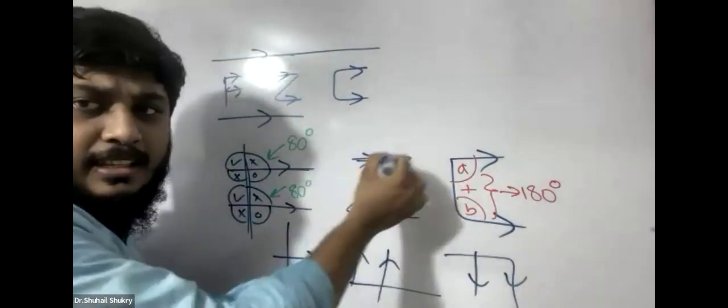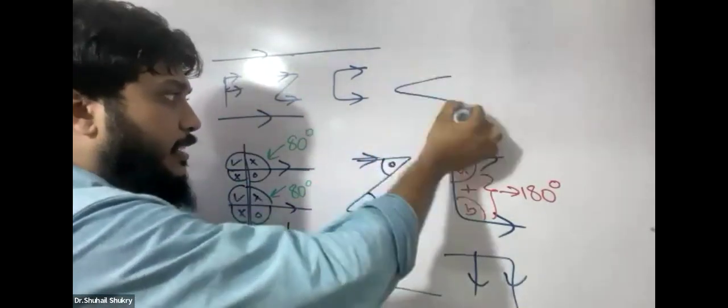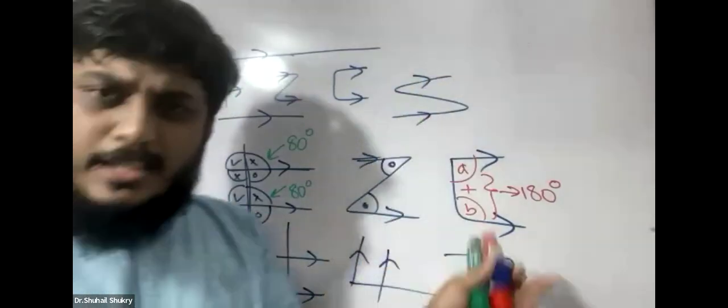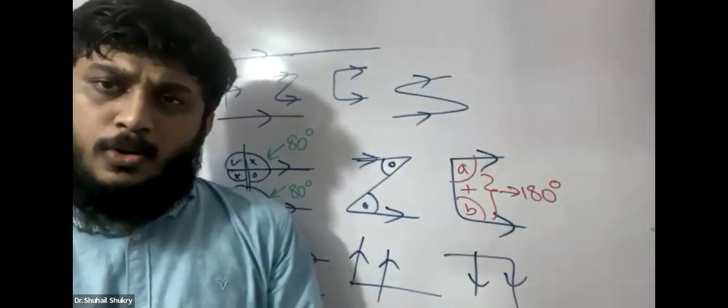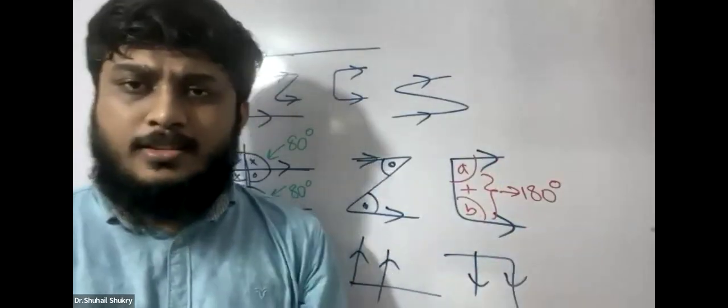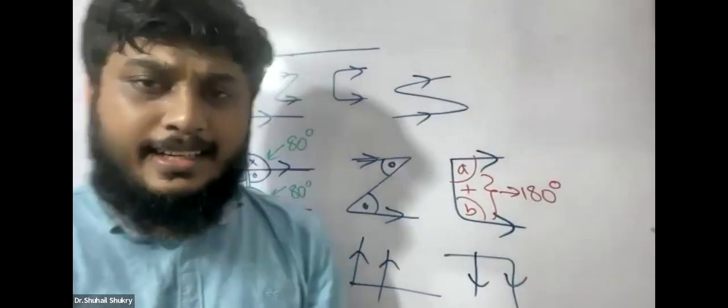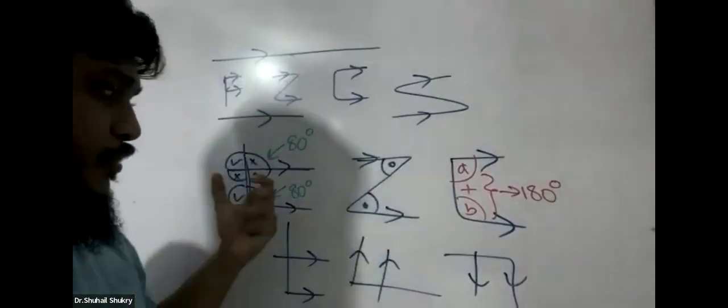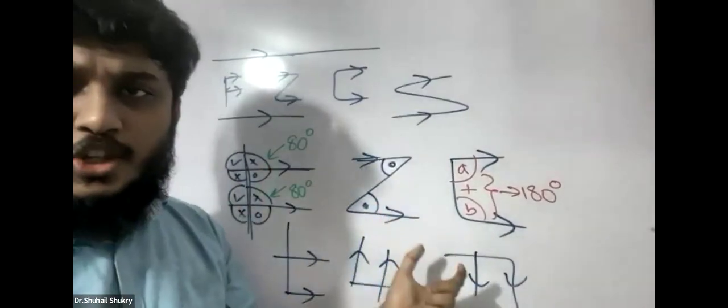Z, don't think only in this way. Z can come in this way too. So this is also known as the Z shape. So these are the ways you can get these things. So you got F shape, Z shape, C shape.